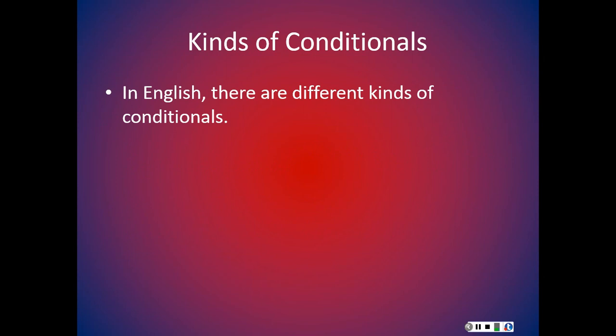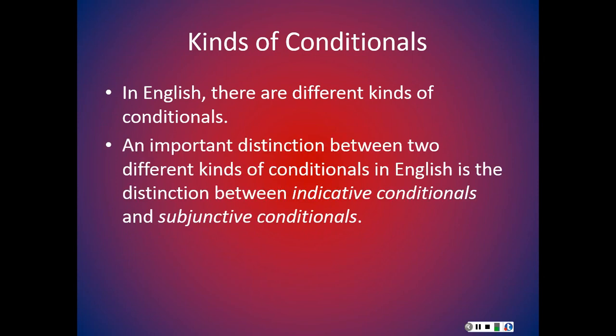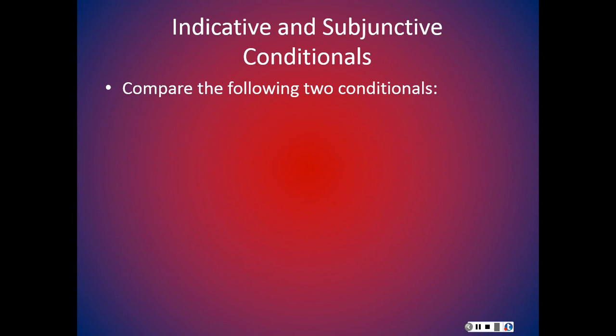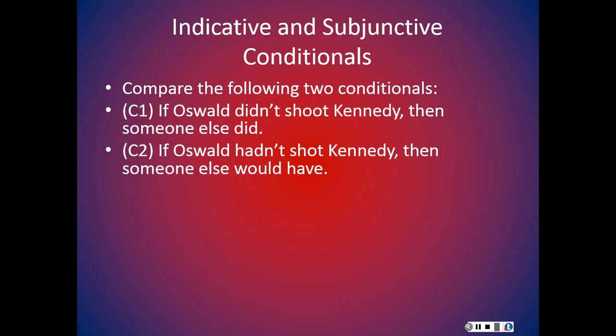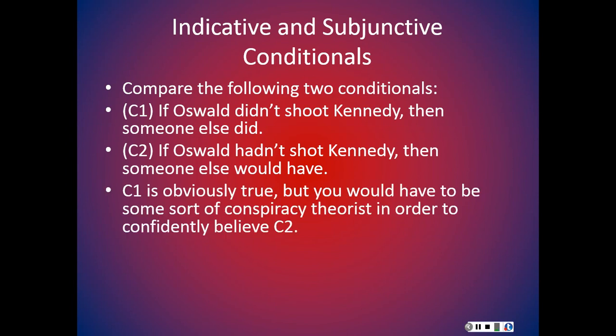In English, there are also different kinds of conditionals. An important distinction between two different kinds of conditionals in English is the distinction between indicative conditionals and subjunctive conditionals. So compare the following two conditionals. If Oswald didn't shoot Kennedy, then someone else did. That's the first one, C1. Compare that with the second one, C2. If Oswald hadn't shot Kennedy, then someone else would have.